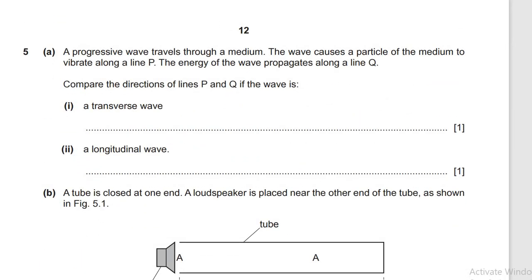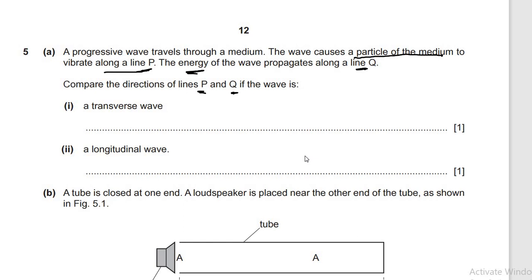That's it. The next question, number 5. A progressive wave travels through a medium. The wave causes the particles of the medium to vibrate along line P, while energy propagates along line Q. Compare the direction of lines P and Q for transverse. For P and Q for transverse, it means they are perpendicular.